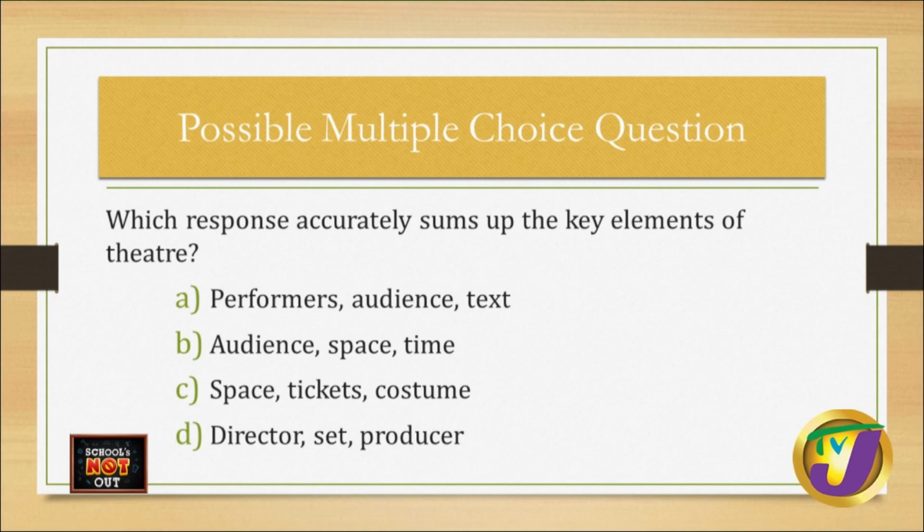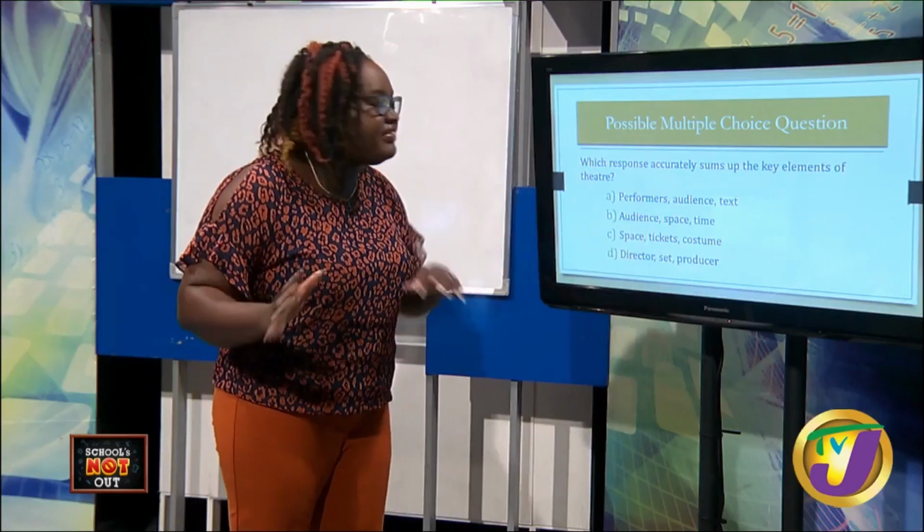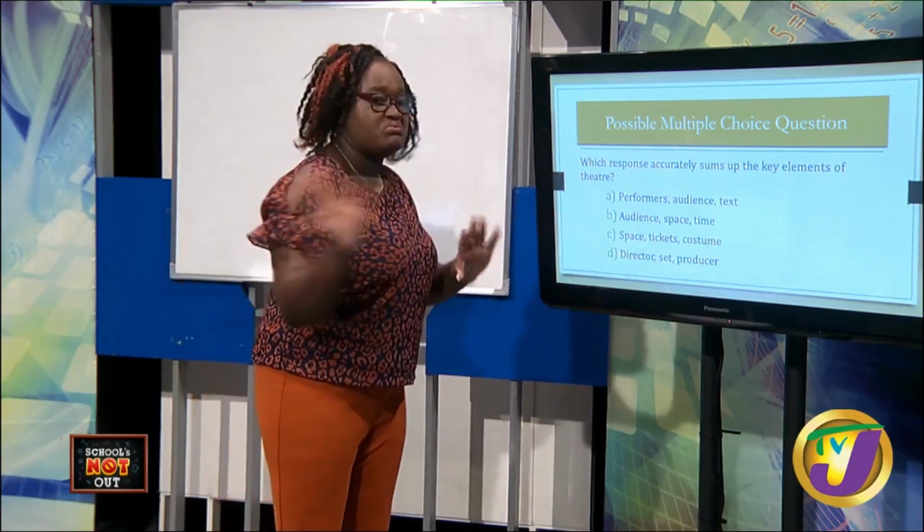Remember earlier on in the lesson, we talked about the 6 major elements. And so, could it be D? No, it could not, because only 2 in D. Producer is not a part of the major elements. Yes, I know you're going to say, but Miss, the producer will find the money and everything. I know that, but he's not a part of the major elements. All right? And space, yes, we talked about the space, but did we talk about the tickets? No. So tickets is definitely not. So C and D, no.